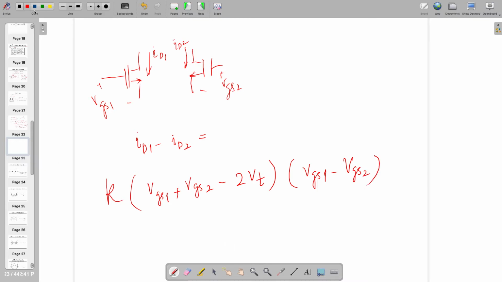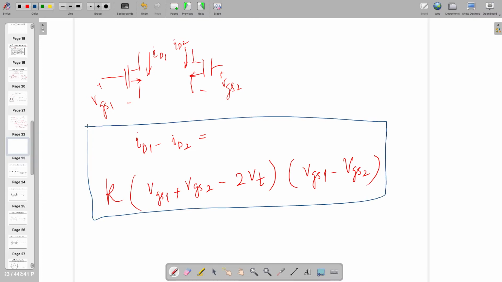You can keep this highlighted one in your mind, because thereafter we are not going to derive it. We know that ID1 minus ID2 depends on VGS1 and VGS2 with this relation. This will be useful for finding out the GM factor. I'm interested in finding out GM.